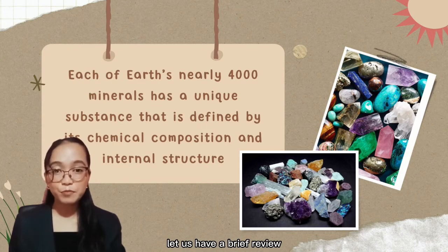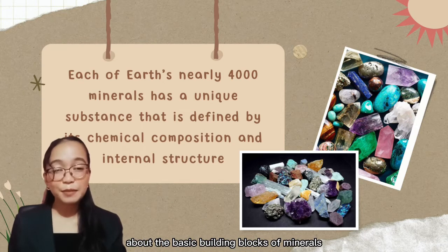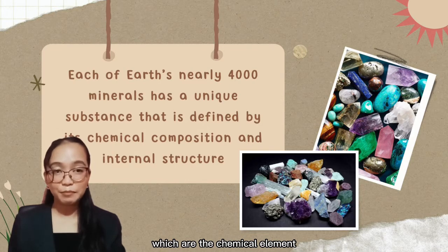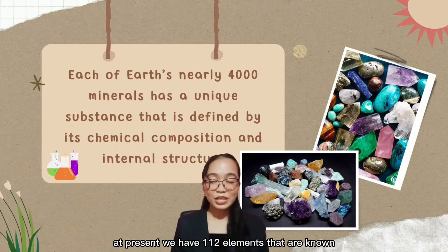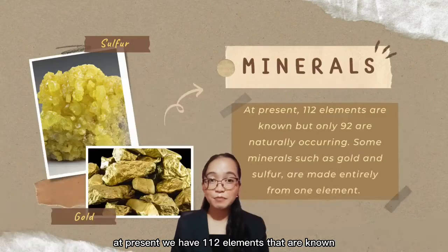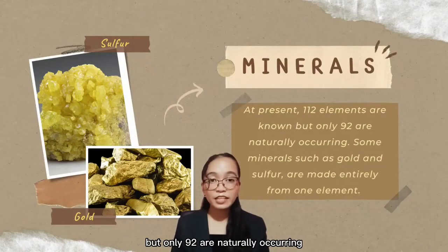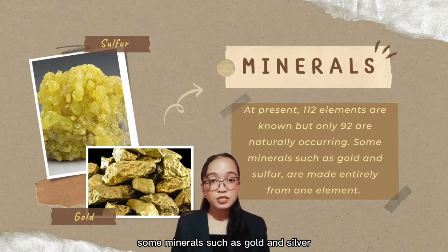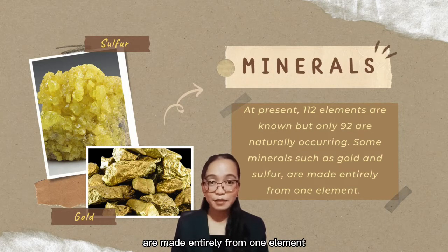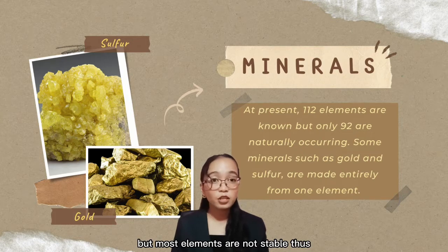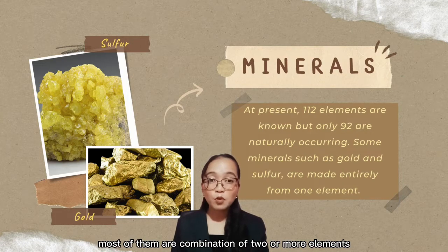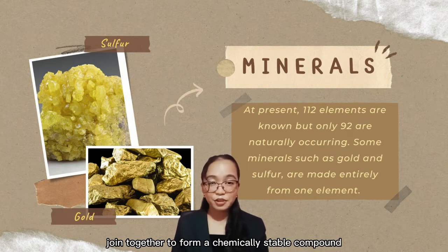Let us have a brief review about the basic building blocks of minerals, which are the chemical elements. At present, we have 112 elements that are known, but only 92 are naturally occurring. Some minerals, such as gold and sulfur, are made entirely from one element, but most elements are not stable. Thus, most minerals are a combination of two or more elements joined together to form a chemically stable compound.